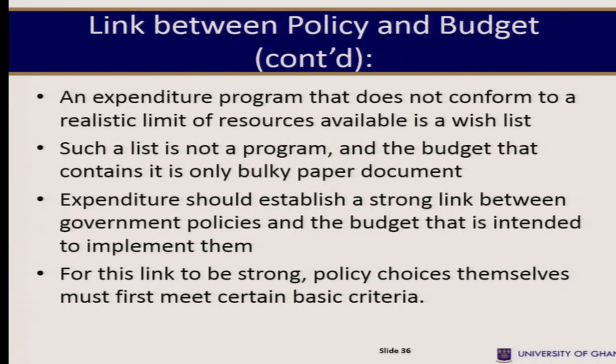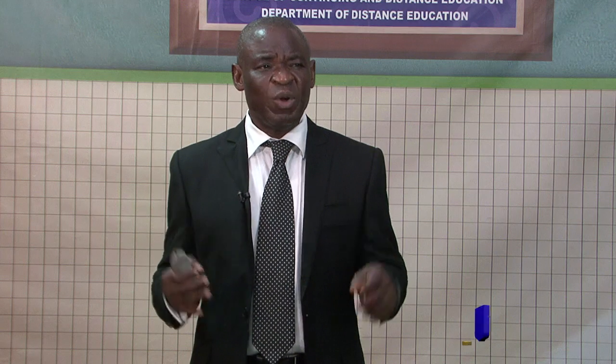A sound program of public expenditure requires a realistic estimate of revenue. This is because choice cannot be made without a clear idea of how much is likely to be available. So that is why any budget must involve revenue raising and then expenditure making. An expenditure program that does not conform to a realistic limit of resources available is a wish list. Now, what this means is that if you merely tell us what you want to do without pegging it against the amount of money that you have to do it, then you end up doing some and not doing others. So you need to look at your money first, how much you have, then think about the policies and programs you want to roll out.